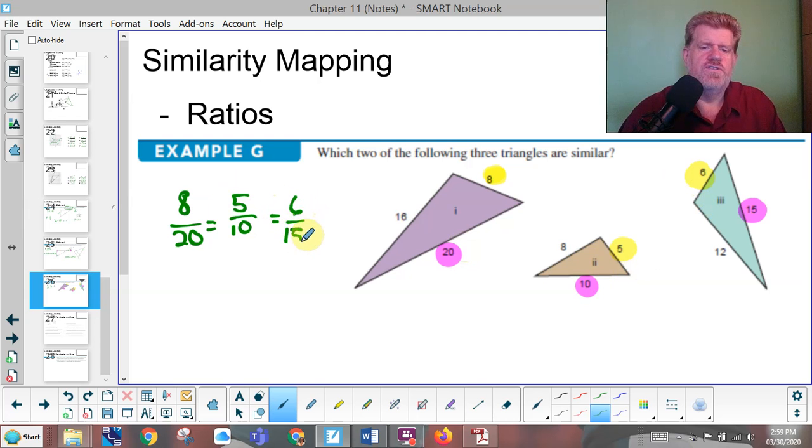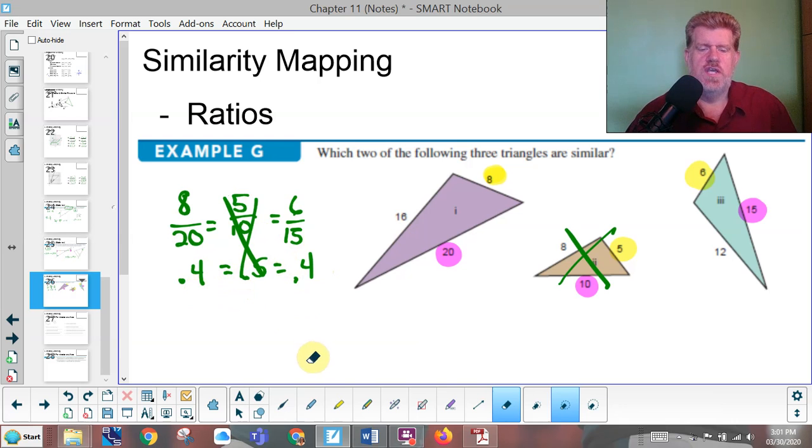Well, one of these certainly doesn't fit. 5 over 10 is 1/2. These are not 1/2. So perhaps you could see that those are not the same. I could make a decimal out of them. In fact, maybe I should do that. What is 8 divided by 20? It is 0.4. 5 divided by 10 is 0.5. 6 divided by 15 is 0.4. So guess what? That triangle is definitely not similar to the other 2.